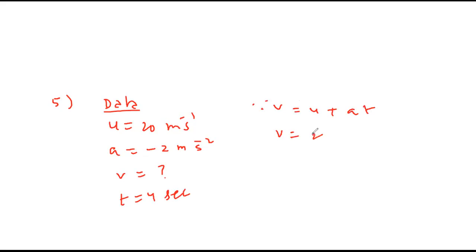Sir, done. What is the answer? The answer is 16 meter per second. Answer is 16 you are getting? No. Not 16, it is 12. 12 you will get. It seems you wrote 4 into 2 as 6.